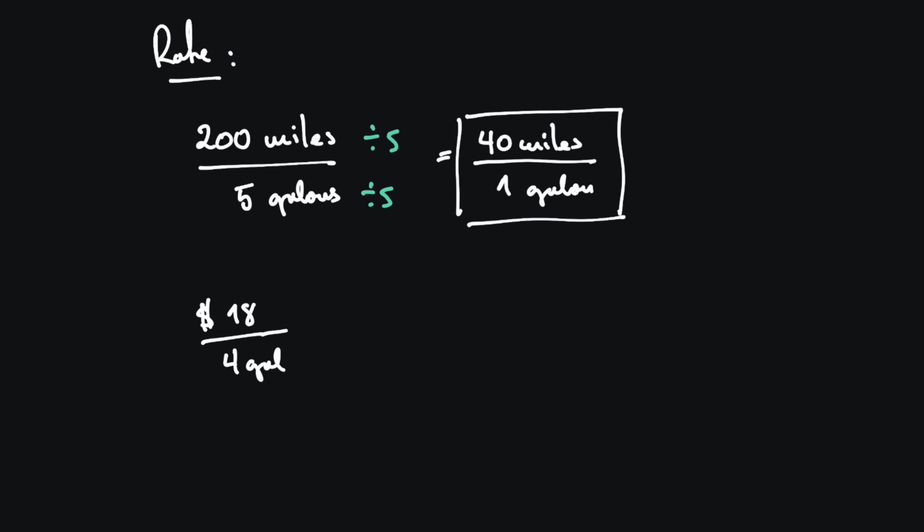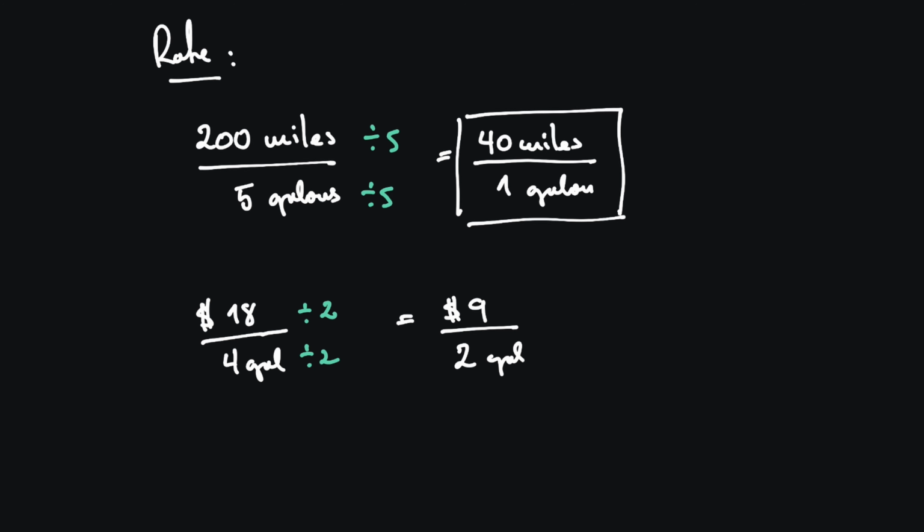Can I simplify this rate? Yes, I can simplify this rate by 2, for example. And this will tell me that for every 9 bucks, I will be able to get 2 gallons of gas. So this is not telling me much. 18 bucks for 4 gallons is exactly the same as 9 bucks for 2 gallons.